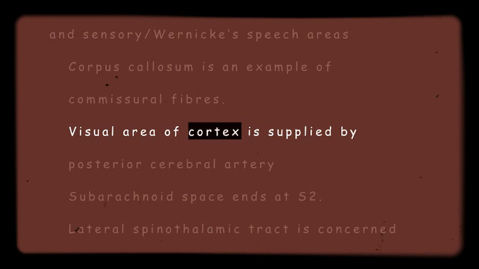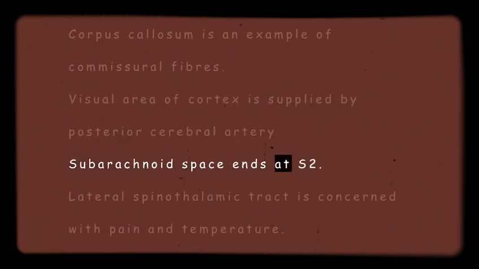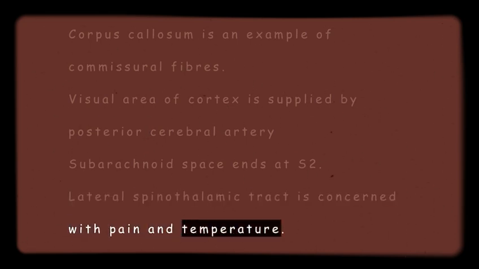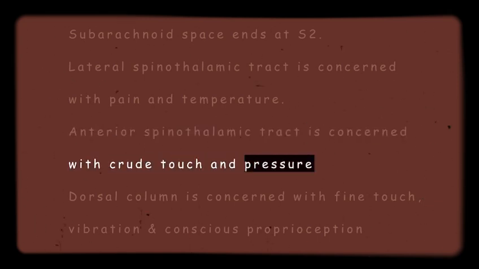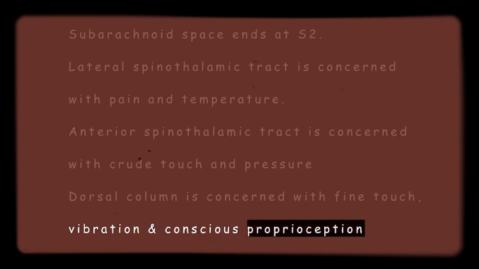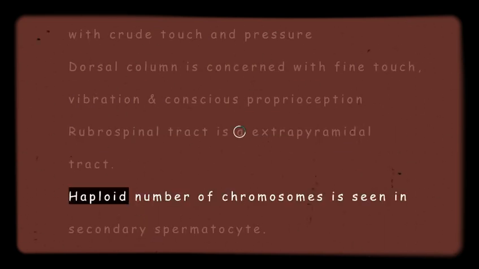Visual area of cortex is supplied by posterior cerebral artery. Lateral spinothalamic tract is concerned with pain and temperature. Anterior spinothalamic tract is concerned with crude touch and pressure. Dorsal column is concerned with fine touch, vibration and conscious proprioception. Rubrospinal tract is an extrapyramidal tract.